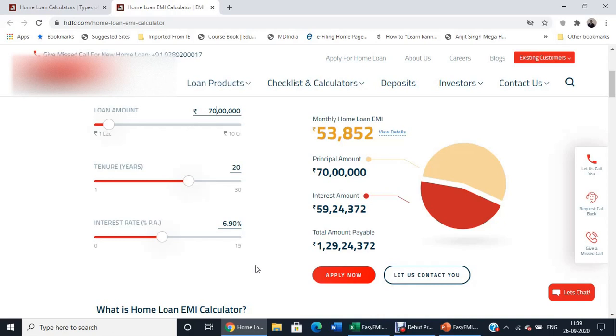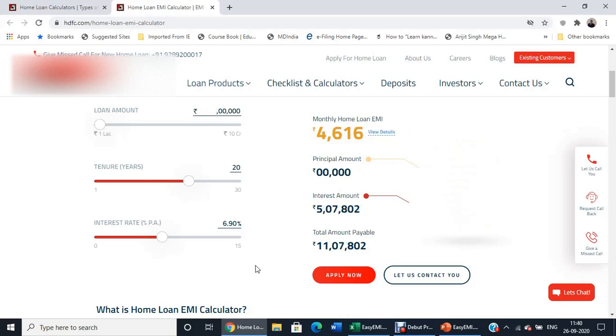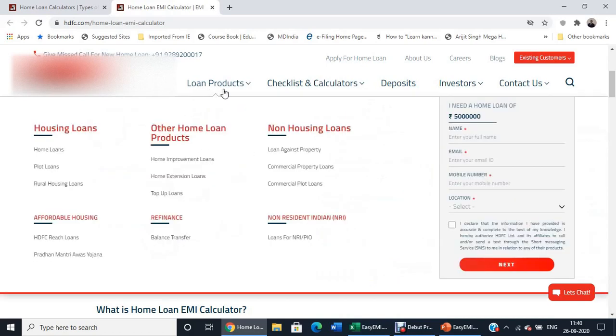So alright, I put in 60 lakh rupees. EMI comes to 46,158, still above my targeted amount. 50 lakhs, 38,465. I am willing to pay more than that. But unfortunately, there is no calculator available which will link up the EMI with the total amount of loan that I can get.